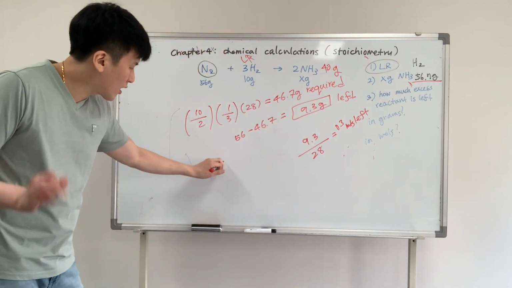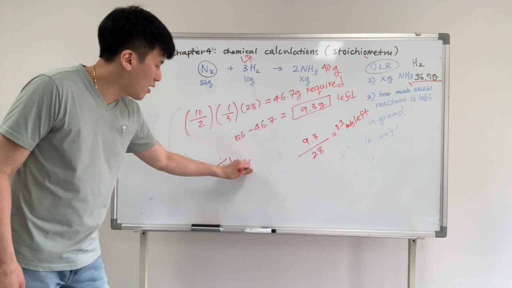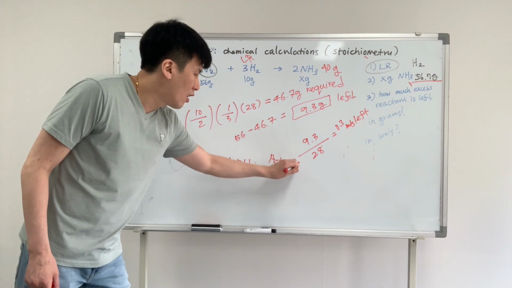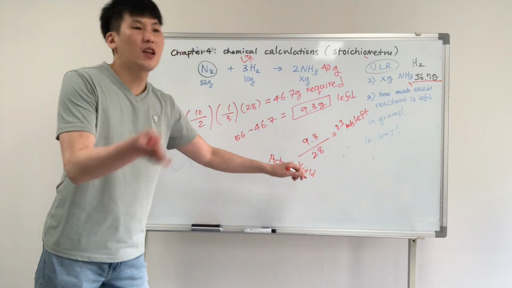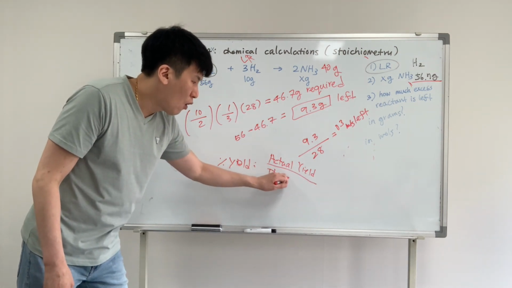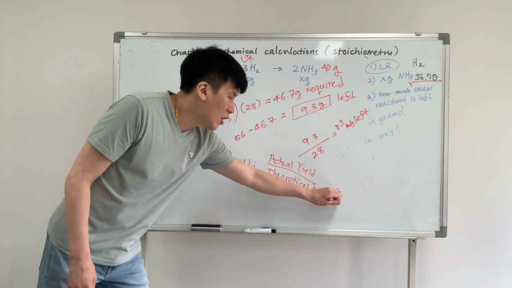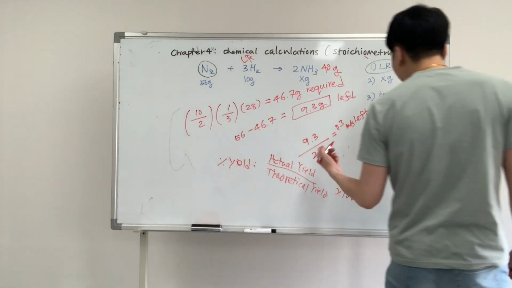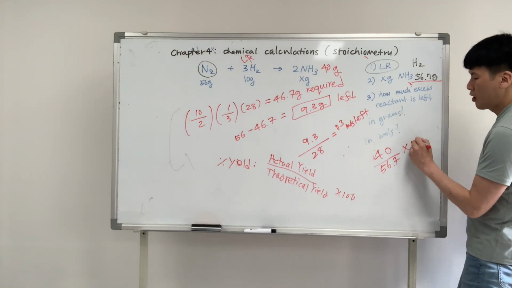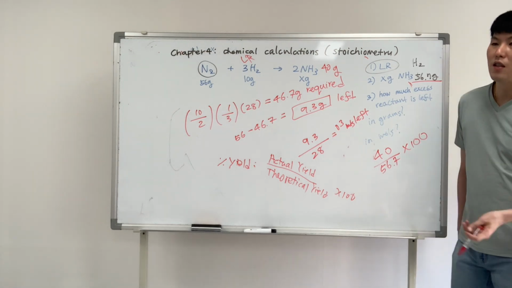So now, last concept. There's something called percent yield. The formula is actual yield over theoretical yield times 100. That's percent yield, not percent error, which is slightly different. So in this case, using our example, that's going to be 40 over 56.7 times 100. That's the percent yield. That's it. Okay?